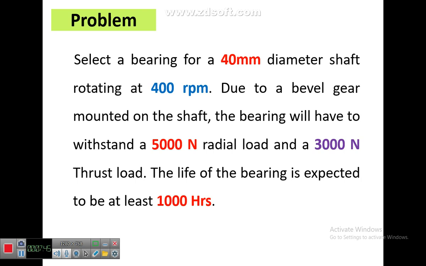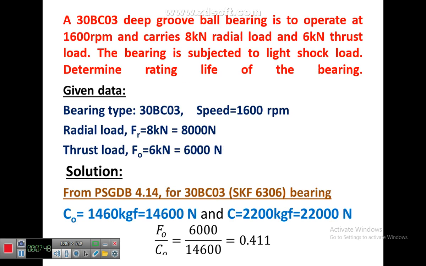And coming to the problem, we have given data of a type of bearing, that is 30 BC 03, and speed 1600 rpm, radial load 8 kilonewton, that is 8000 newton, and thrust load 6 kilonewton, that is 6000 newton. So FR and FA are given. So we are going to use the PSG data book, 4.14, data for 30 BC 03. We are going to choose SKF 6306 bearing.